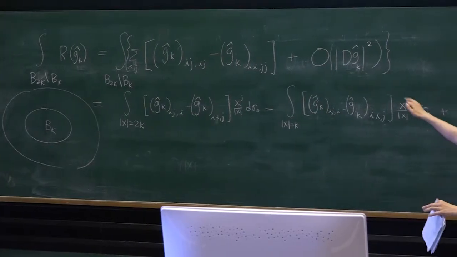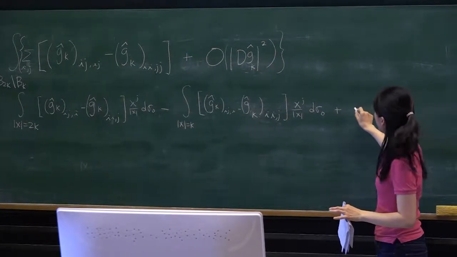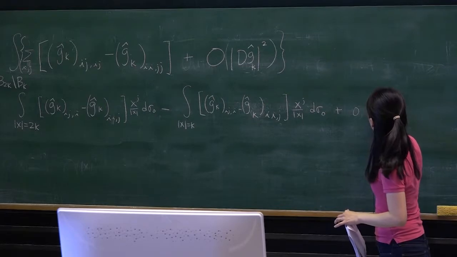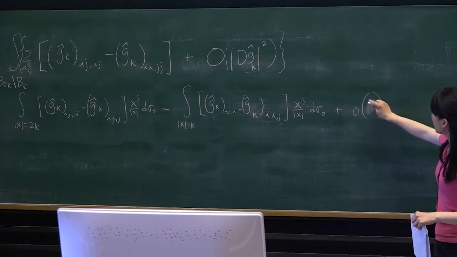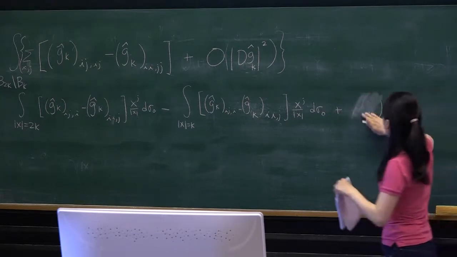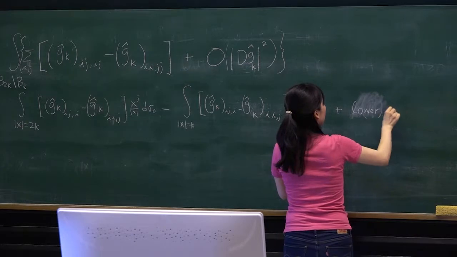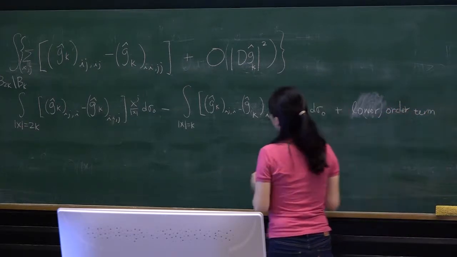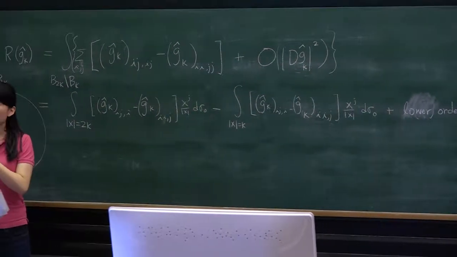Plus, this quadratic term is going to be something that goes to 0 as k goes to infinity. So let me use the little o. Little o means it goes to 0 as k goes to infinity. Or how about just lower order terms. So you can see that's exactly the definition of the ADM mass.